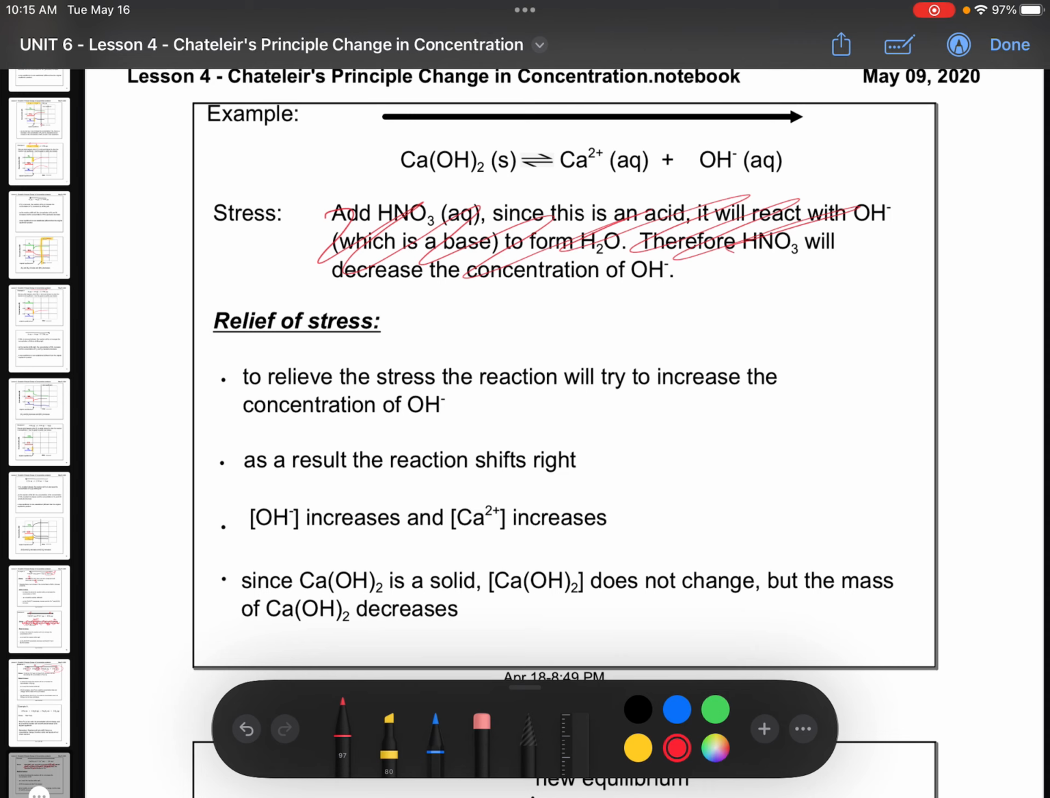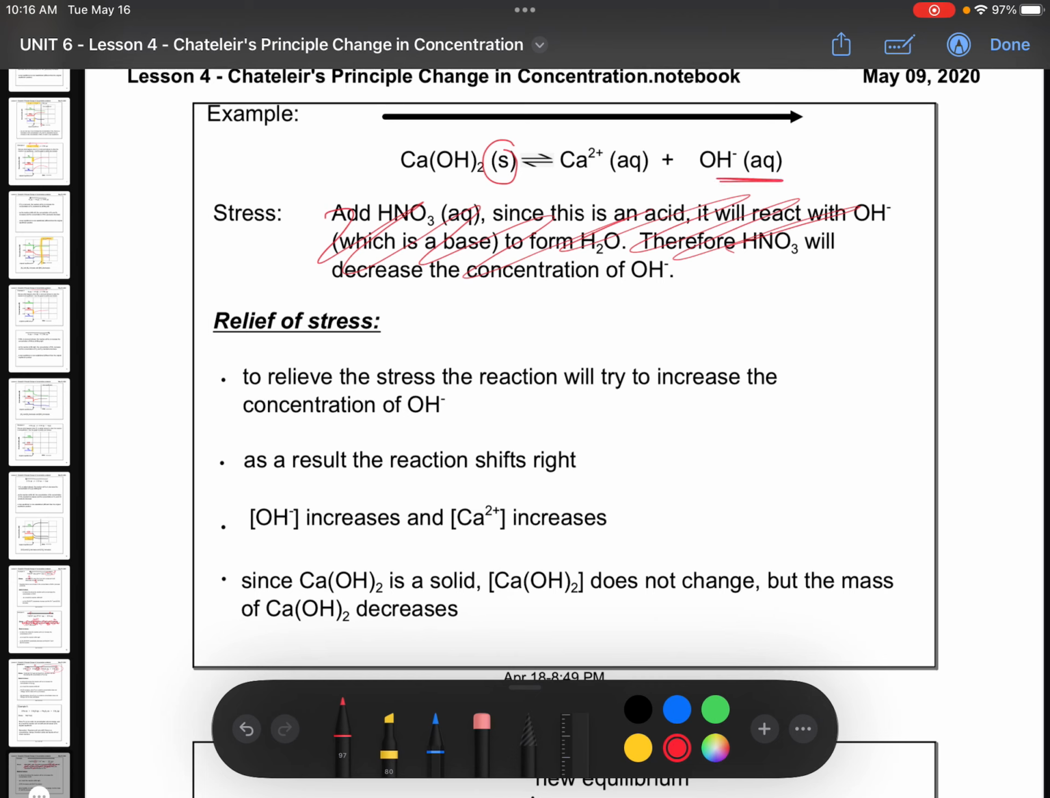And then the final example here, we add HNO3. Oh, sorry, this is wrong. We're looking at this wrong. Ignore this. In a situation like this, we have stress on OH, okay? So in order to relieve that stress on the reaction, we try to increase the concentration of OH. As a result, the reaction shifts to the right, so OH increases and Ca also increases because they are the products.